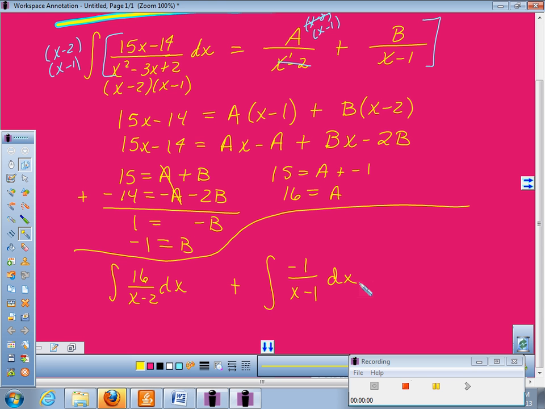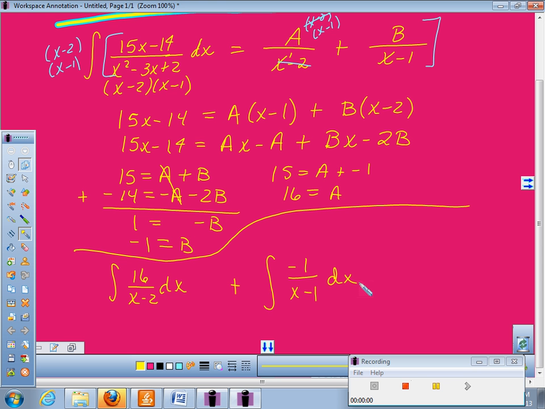Can't we just stop at the first? No, we can't. That would be boring. You already know how to do that. This is going to be like integrating the sine of 4x and getting a 1/4 cosine. It's really 16 times the natural log of the absolute value of x minus 2.